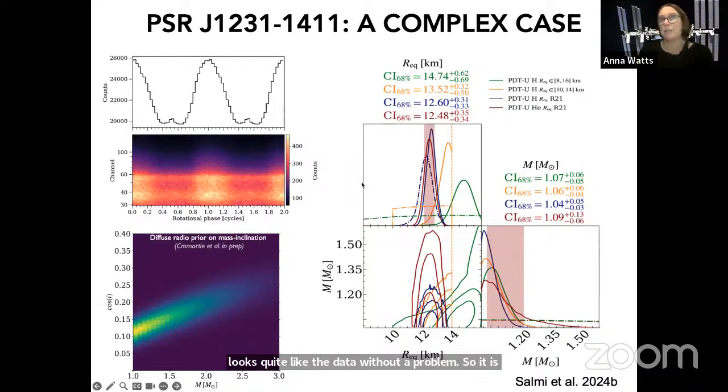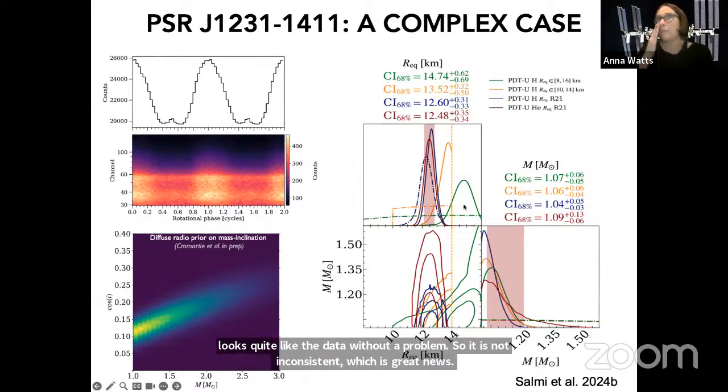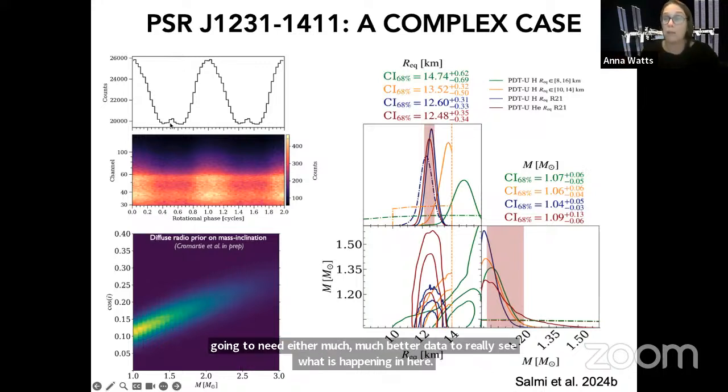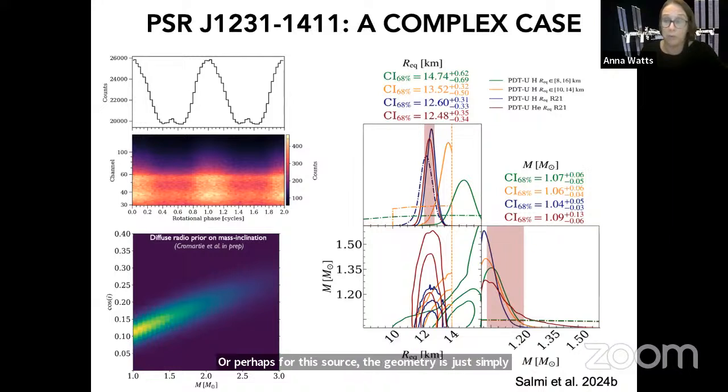We then tried some slightly broader priors. Again, it's all fine. There's nothing inconsistent in here, but it is very difficult to get a priori constraints. We're going to need either much, much better data to really see what is happening in here, or perhaps for this source, the geometry is simply not favorable to the kind of analysis that we want to do. So this one's been a little bit frustrating. I wouldn't use this for dense matter studies, but at the very least, we can say it's not giving us inconsistent answers.